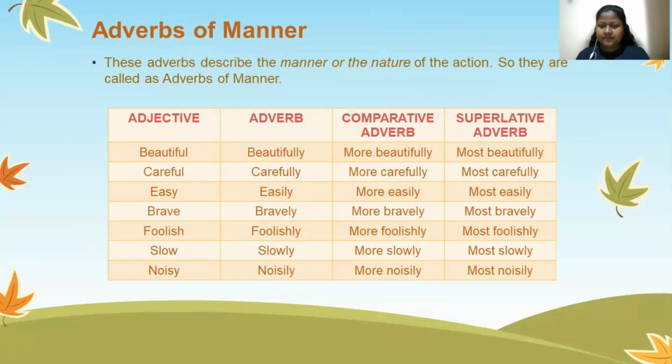Your sister dances. But your sister is very talented and she dances beautifully. How is she dancing? She is dancing beautifully. So that is an adverb of manner then. It describes the manner, the nature of the action.